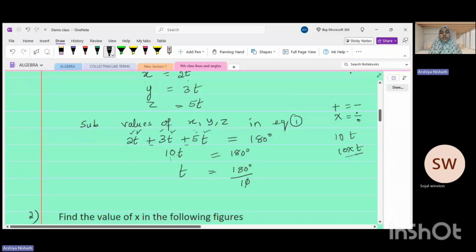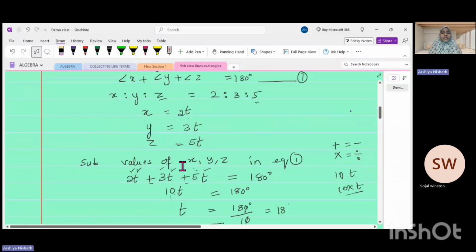So this 0 gets cancelled. What am I left with? I'm left with 18. Means T is nothing but 18. When I know T value, can I substitute T value in my X? Yes, definitely we can do this. See 2T. 2T means what is this? Under multiplication, right? So 2 into T. What is my T actually? 18. So 18 2s are what?